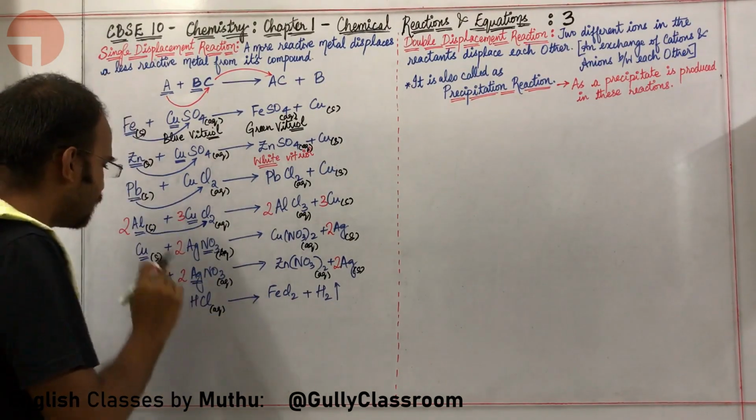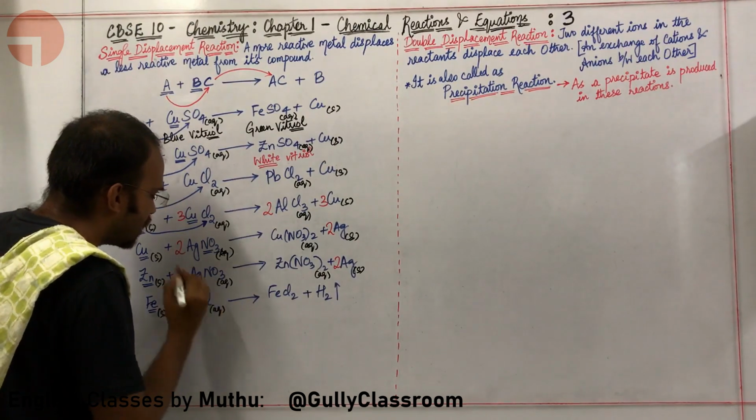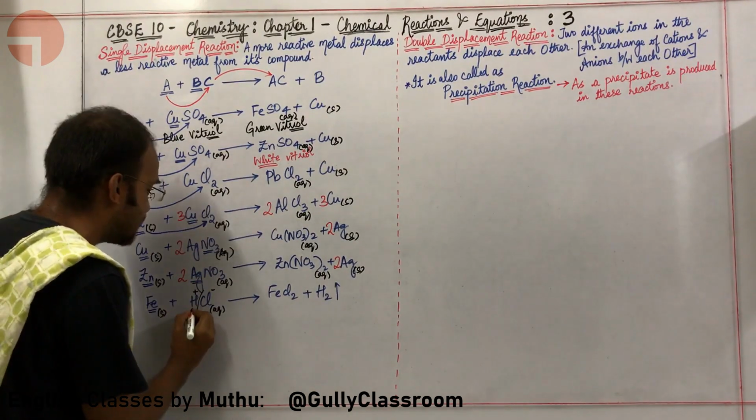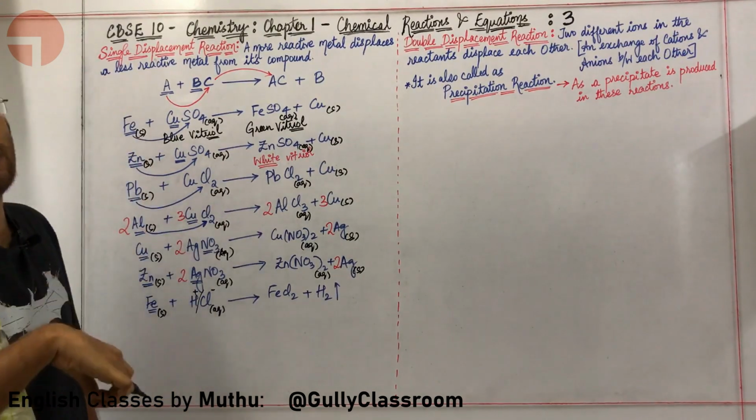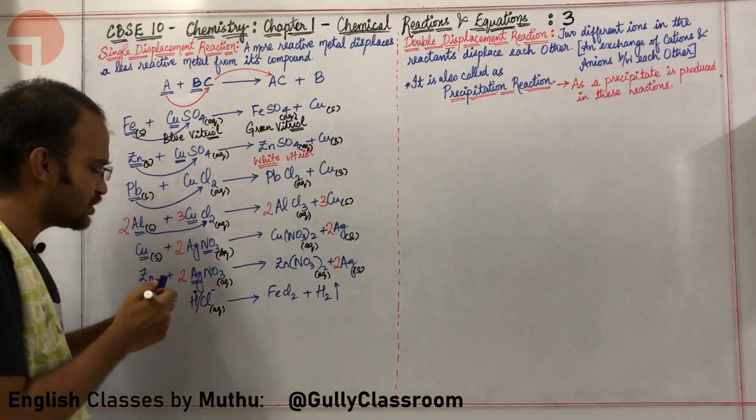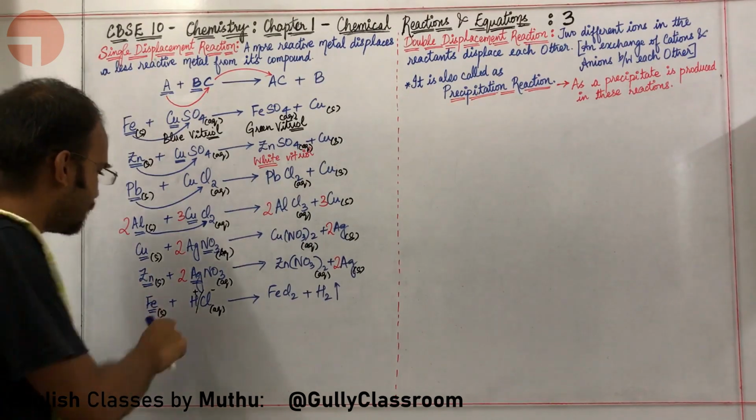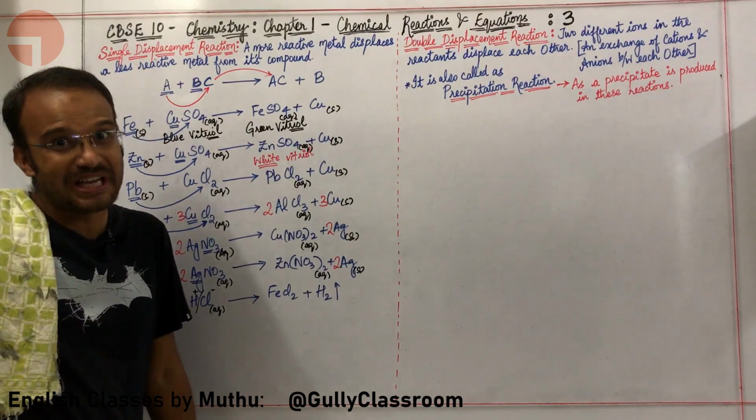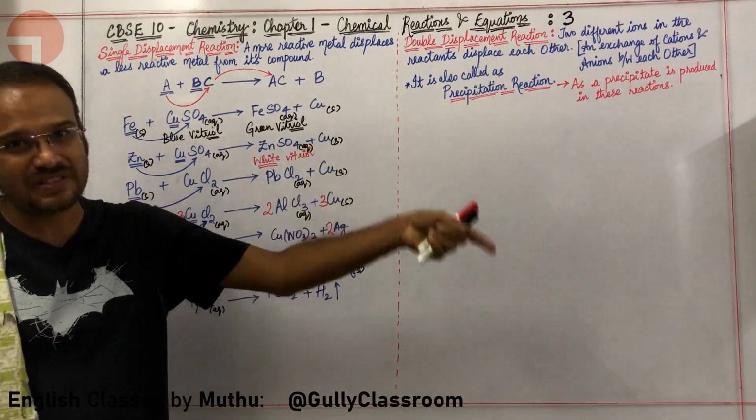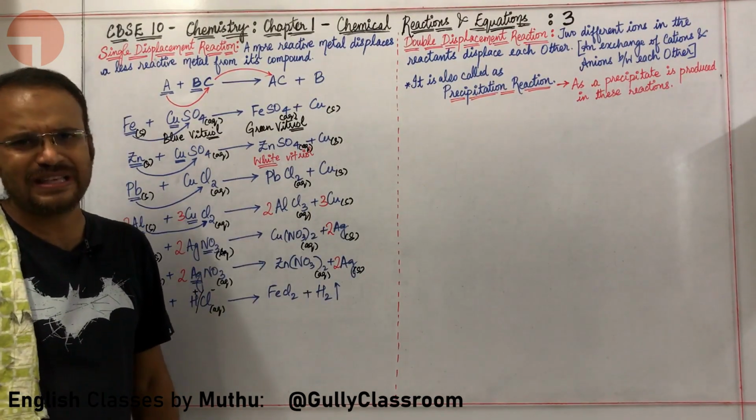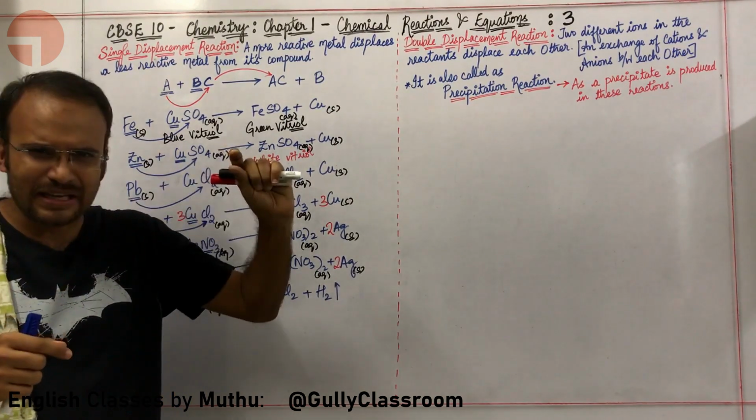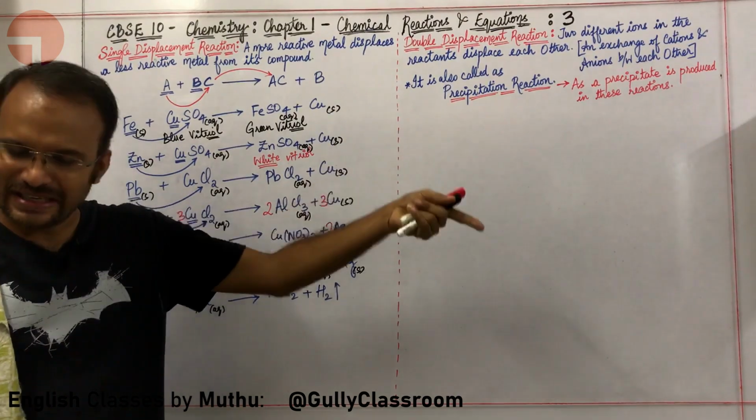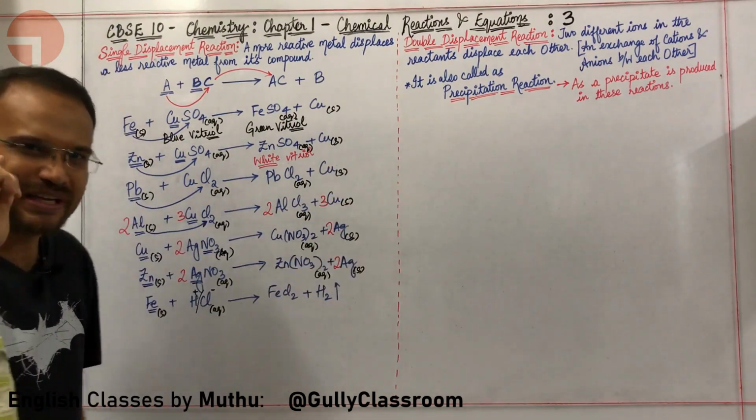Let me repeat myself. Hydrochloric acid needs water to dissociate and form H plus and Cl minus ion, and this H plus ion is corrosive. Because of the corrosiveness of this H plus ion, acids are corrosive. In fact, according to Arrhenius theory that we have studied in acids, bases and salts, if you want to study Arrhenius theory, you can search for Gully Classroom, Arrhenius theory, and study about it in the second chapter. We have already completed the second chapter.